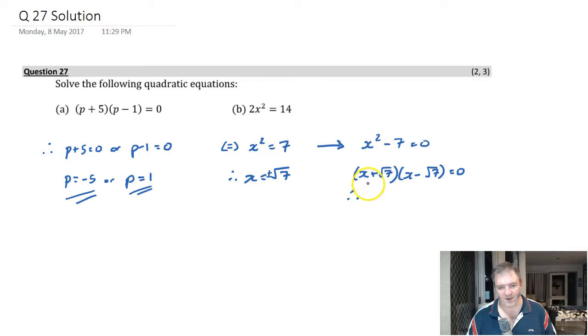From the first bracket, if x plus root 7 equals 0, you can get x equals negative root 7. Or from the second bracket, if x minus root 7 equals 0, x would of course equal root 7. And by remembering to always set a polynomial equal to 0, you're never going to run into this mistake of forgetting to take the positive and negative square root.